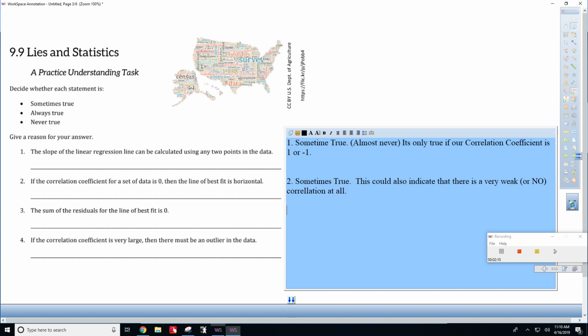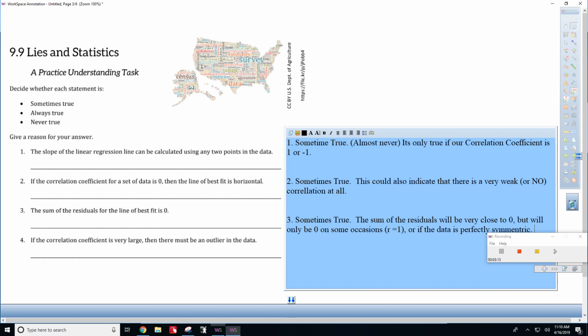3. The sum of the residuals for the line of best fit is 0. Well, the residuals are how far above and below the line the points are. I think this is also sometimes true. The sum of the residuals will be very close to 0, but will only be 0 on some occasions. So, for example, if r equals 1, that'll be 0. Or if the data is perfectly symmetric.